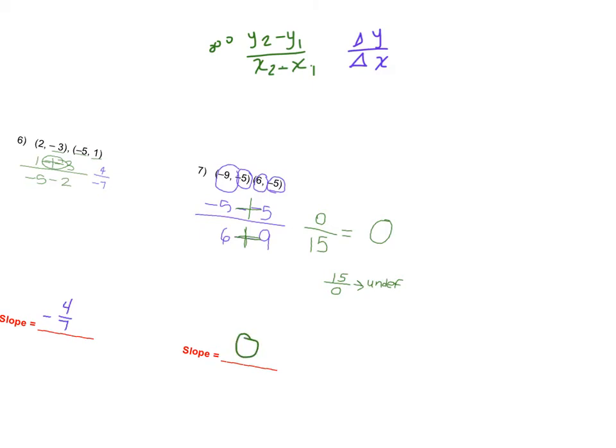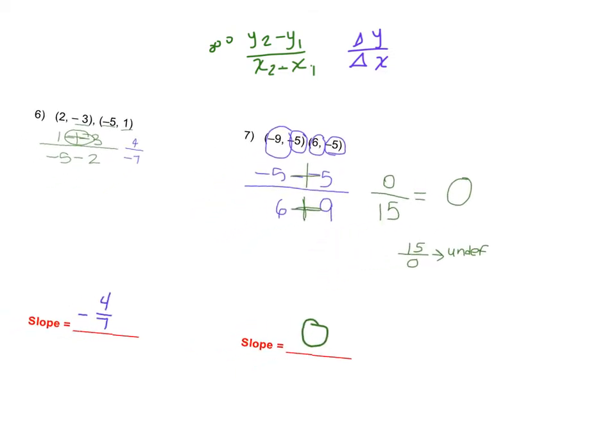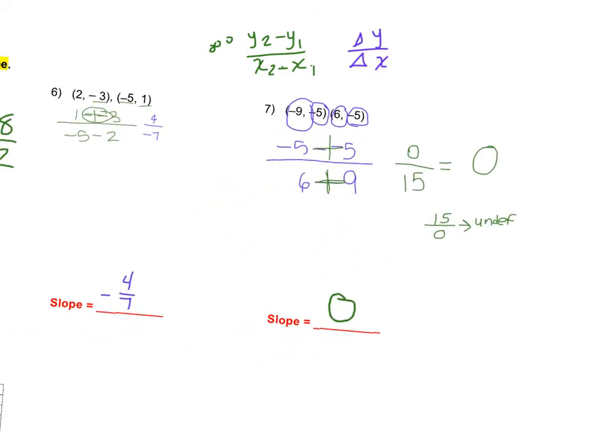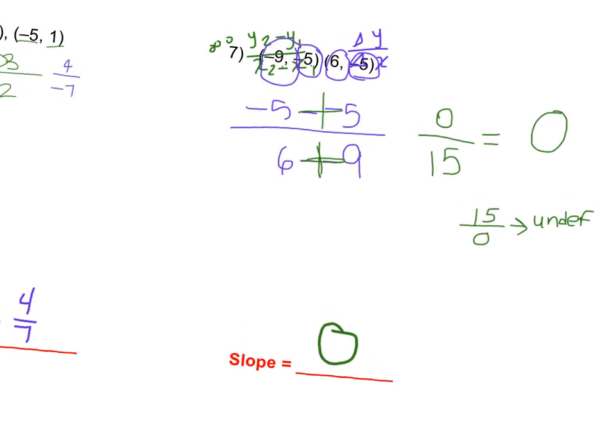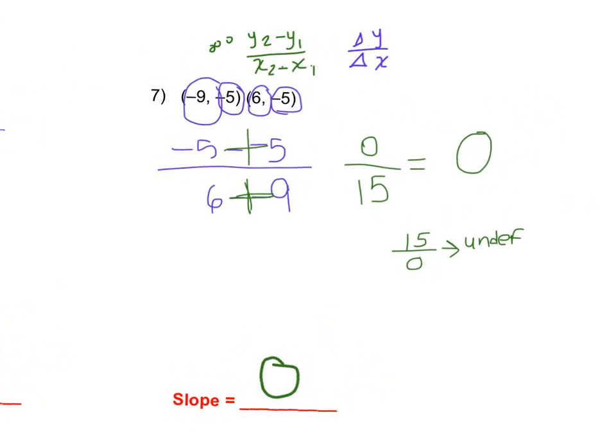Please make sure you simplify 0 and undefined so I know that you know the difference between the two. What kind of a line is this guy? Horizontal or vertical?